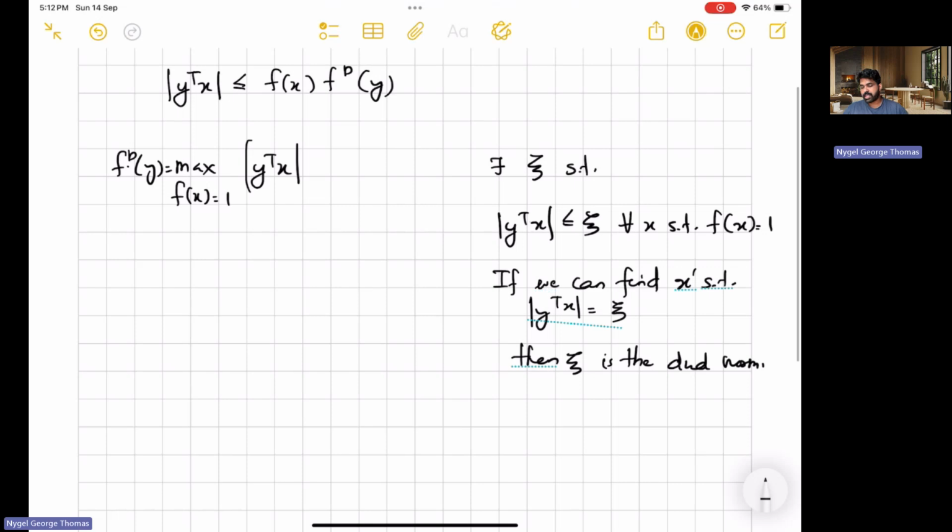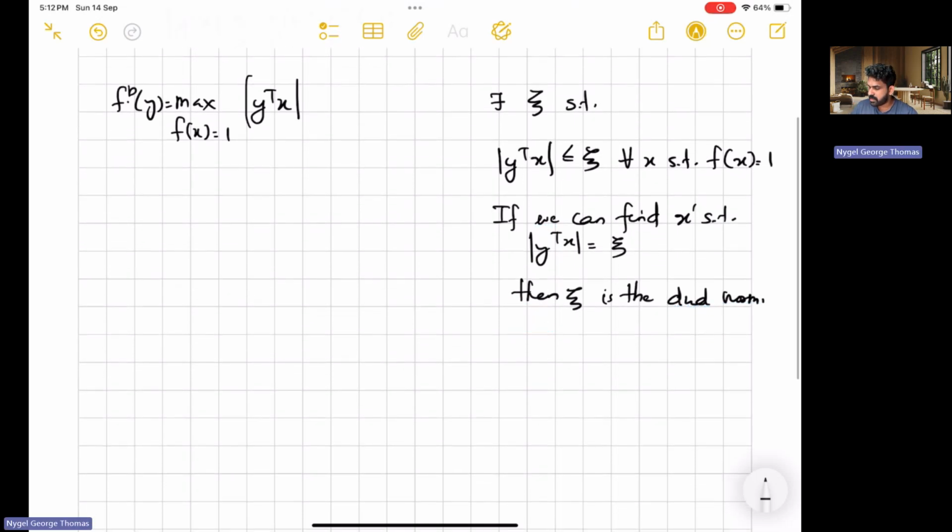We're trying to find a maximum. We fix x because x has to follow the constraint that f of x is equal to 1. If that constraint is followed, and modulus of y transpose x is less than or equal to some theta, and we can find a condition where it is equal to theta, which is actually the upper bound, then we can use that to determine the dual of a function.